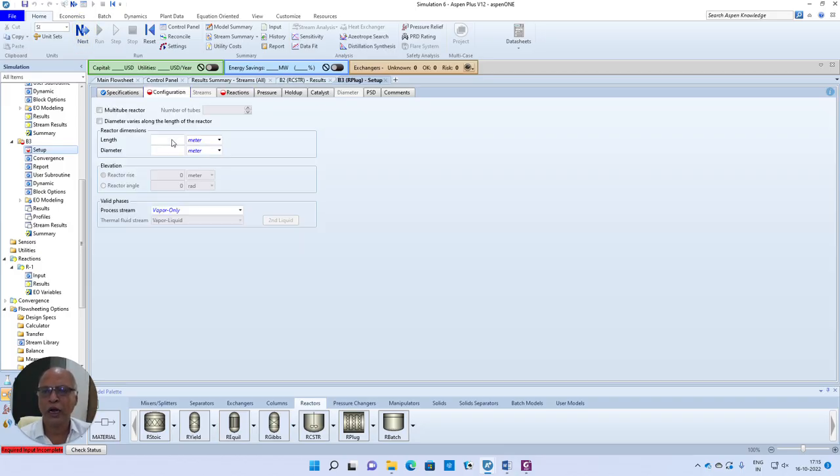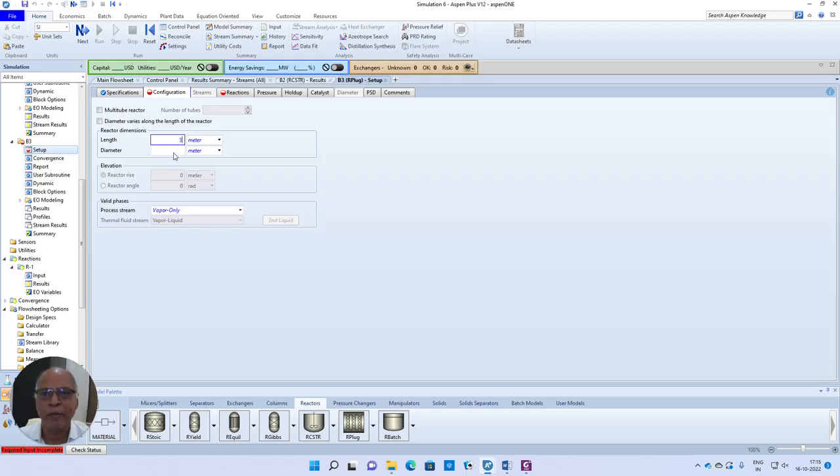So pi by 4 d square L, we need to calculate, right? We wanted to do just 1 second. Let me assume some length and volume. Roughly, let us say the volume of the reactor is about 3 cubic meters. Pi by 4 d square L is equal to 3, right? L is equal to 3. So pi by 4 d square is equal to 1. From that, you should be able to calculate the diameter, right?